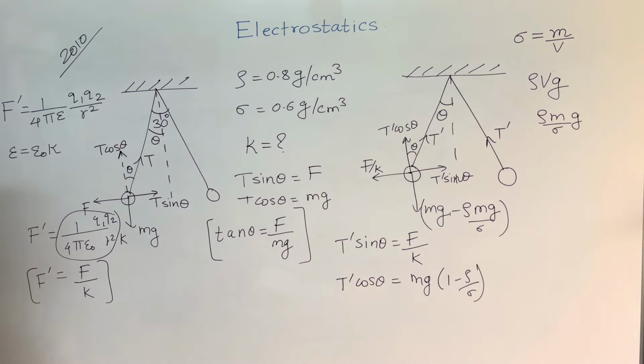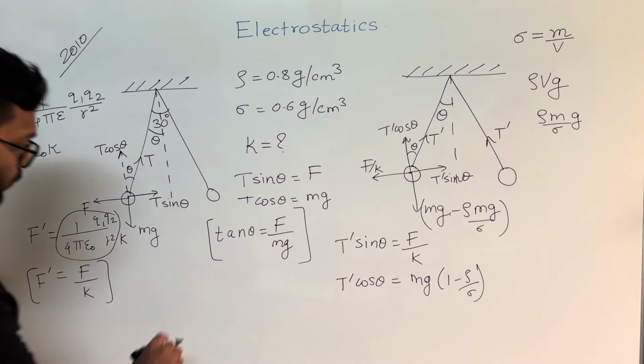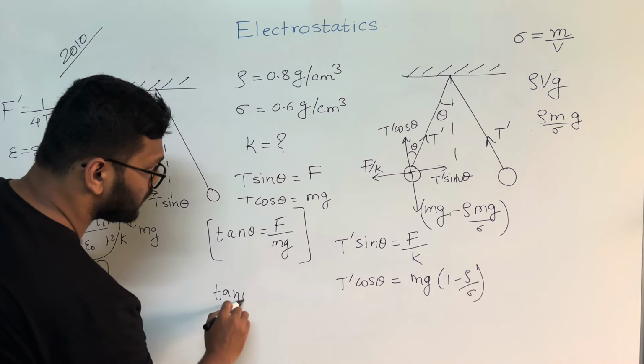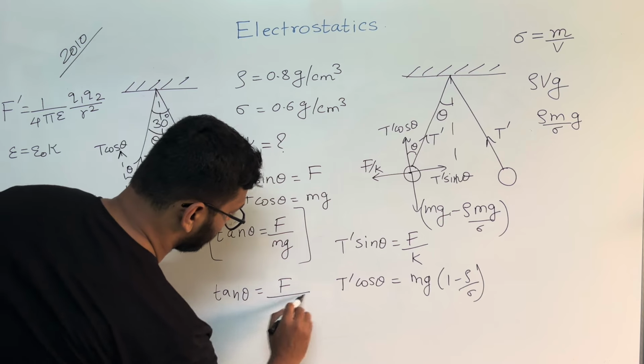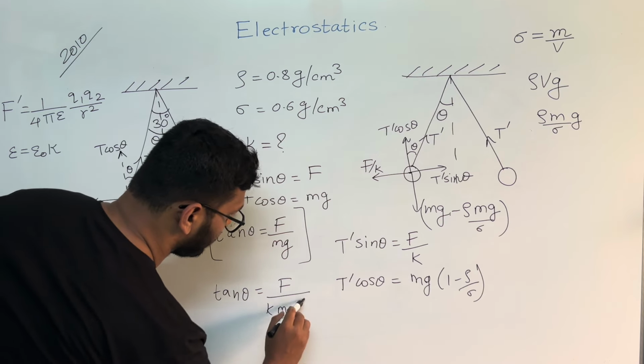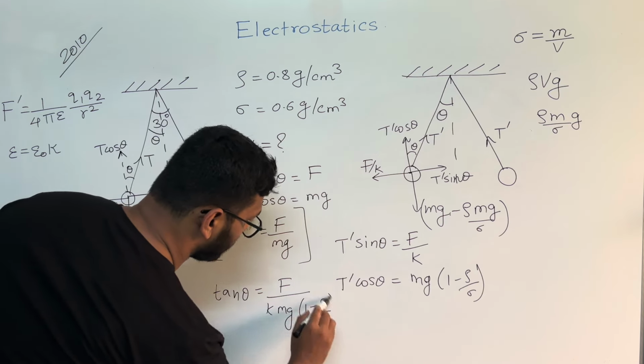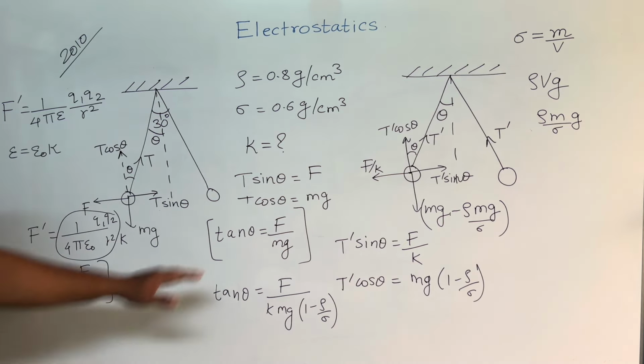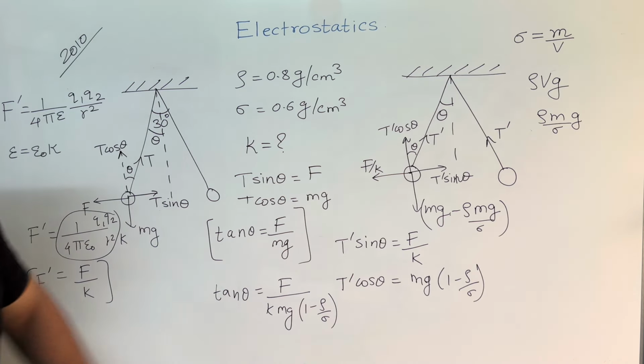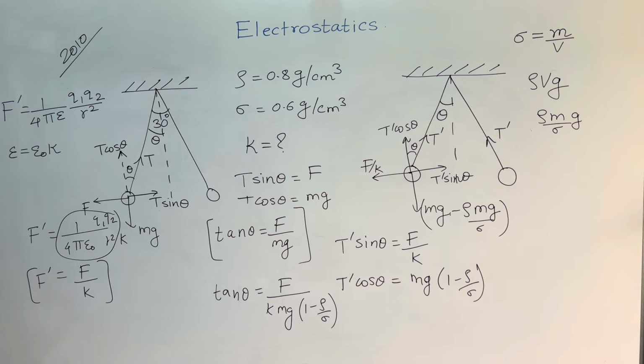Okay, now if I take the ratio of these, you will get tan theta is equal to F by kmg into 1 minus rho by sigma. This is what tan theta is. Now these two angles are equal, so I can equate these two things, right? So let me check if everything is visible. Yes, it's visible.